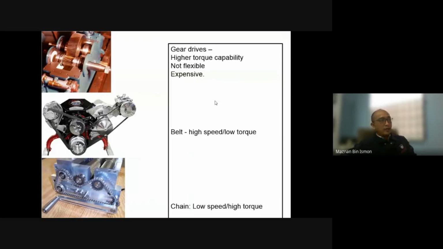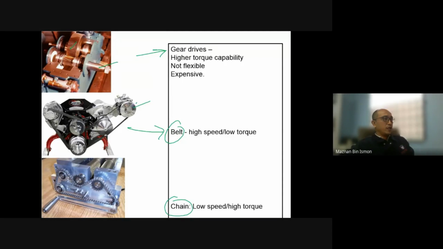There are three different types of power transmission system. This is gear. This one is belt. Another one is chain. Gear contains a gear wheel and shaft.